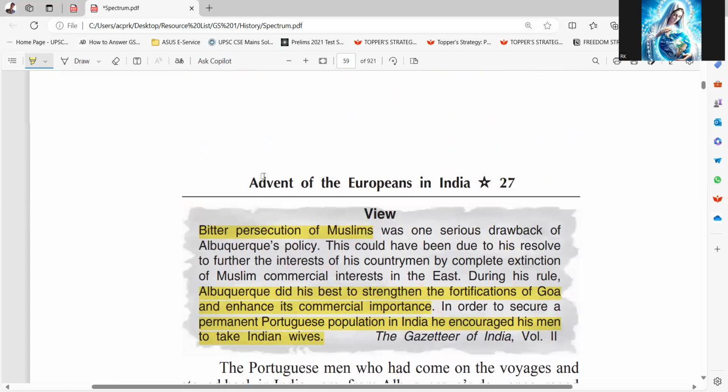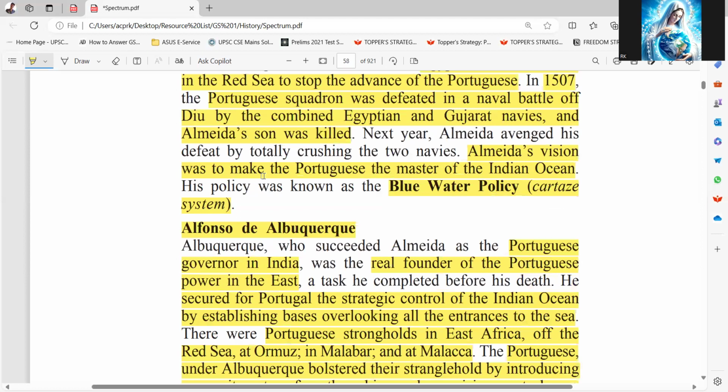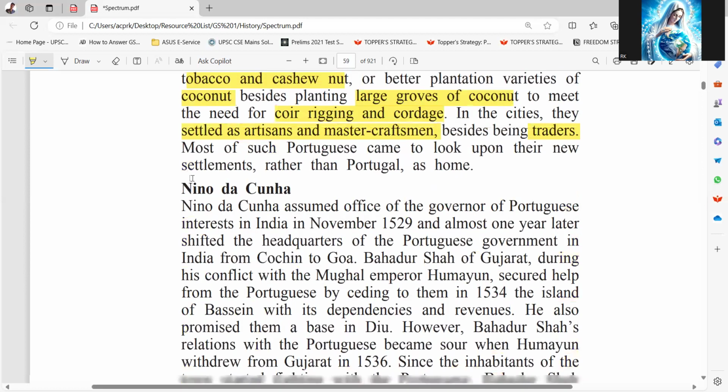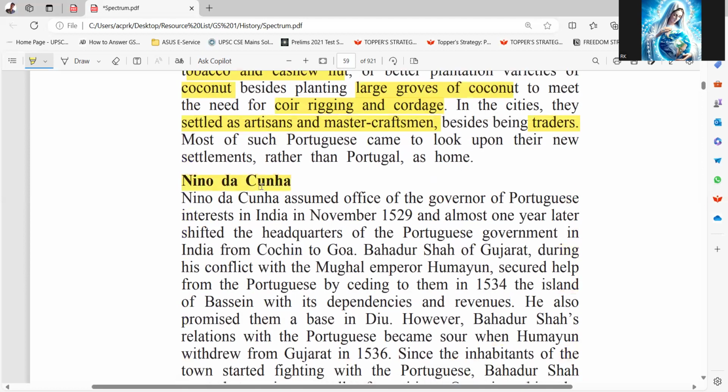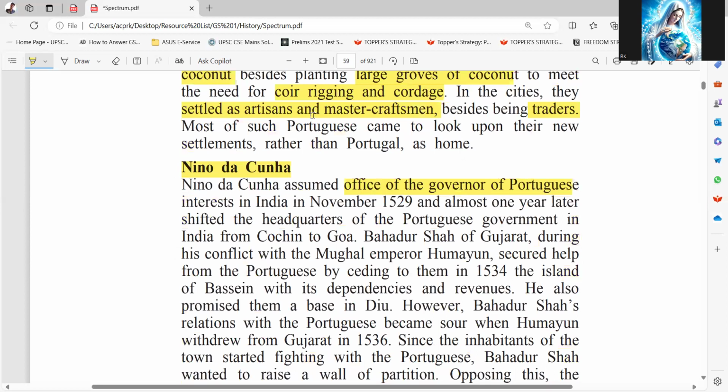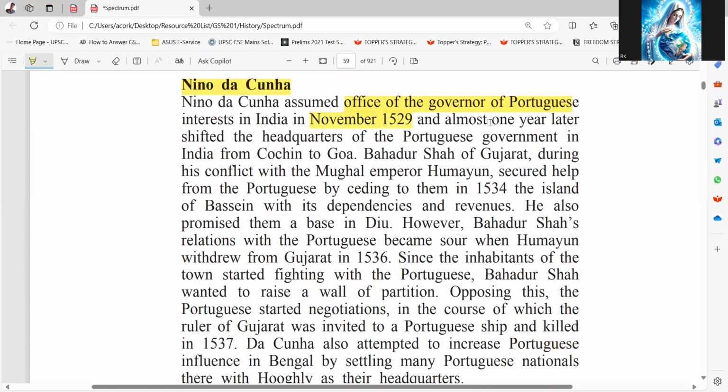After Albuquerque, next one is Nino da Cunha. Nino da Cunha assumed office as the governor of Portuguese interest in India in November 1529, and almost 1 year later shifted the headquarters of the Portuguese government in India from Cochin to Goa.